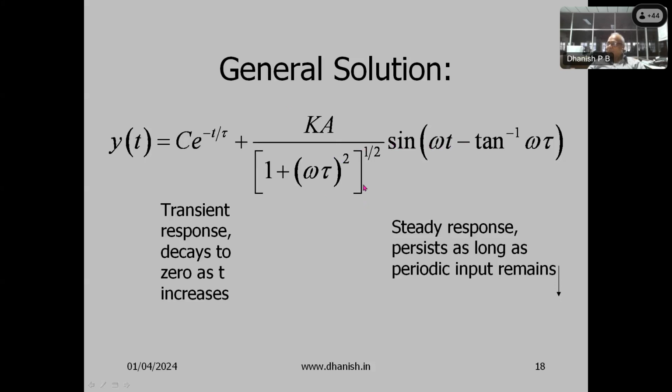But the amplitude is changed. If it was a static signal, we would have got amplitude only Ka. But now it's a sinusoidal signal of frequency omega, so the output amplitude depends upon the frequency of the input signal. That is 1 by root of 1 plus omega tau squared. This part is the magnification factor. This is the same input signal frequency, and this is the time lag. The sinusoidal output is delayed by a certain time, tan inverse omega tau.